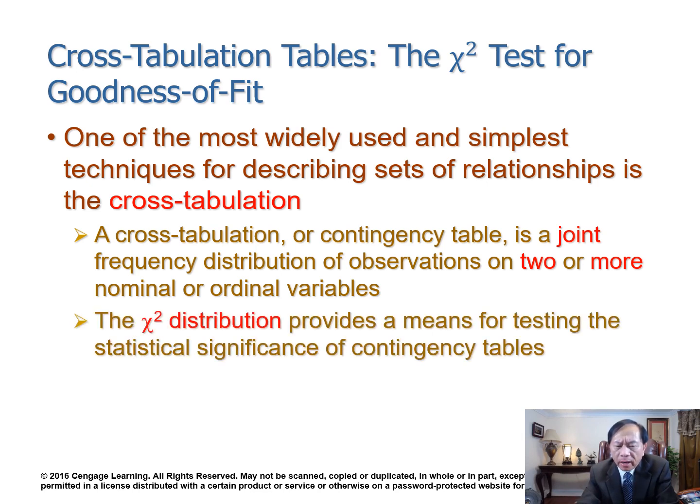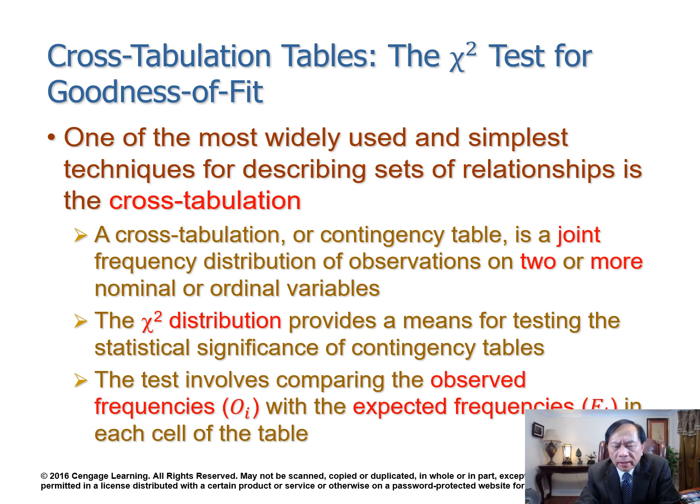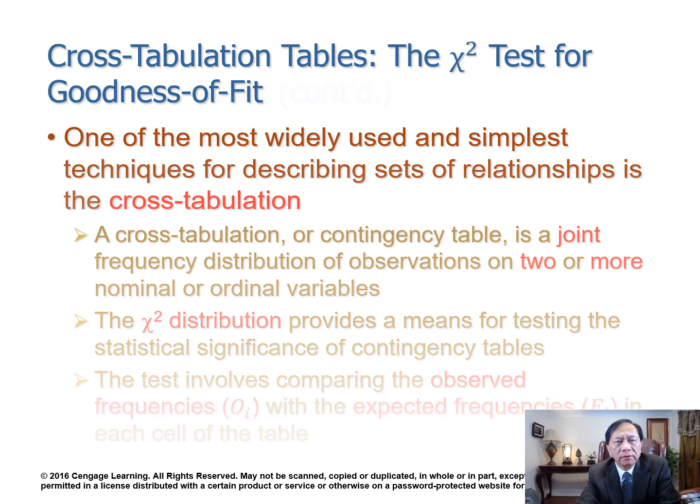The chi-square distribution provides a means for testing the statistical significance of contingency tables. We don't need to go into the rationale or the math, the theory behind this chi-square distribution. I just need you to be able to use it. Use the chi-square distribution when you test for the goodness of fit. The test involves comparing the observed frequencies, or O, with the expected frequency, E, in each cell of the table.